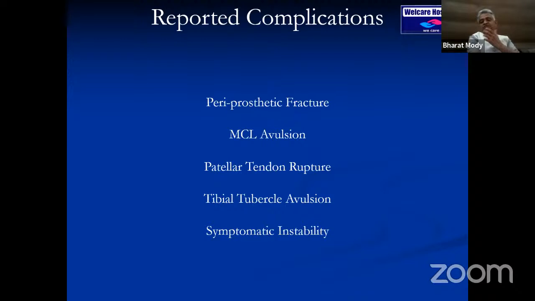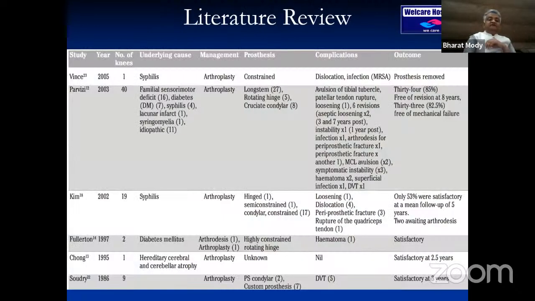What are the typical complications that you might end up with if you don't recognize this problem or appreciate it properly? You could end up with a periprosthetic fracture, MCL avulsion, patellar tendon rupture, tibial tubercle avulsion, and residual instability. So I'll skip this slide.